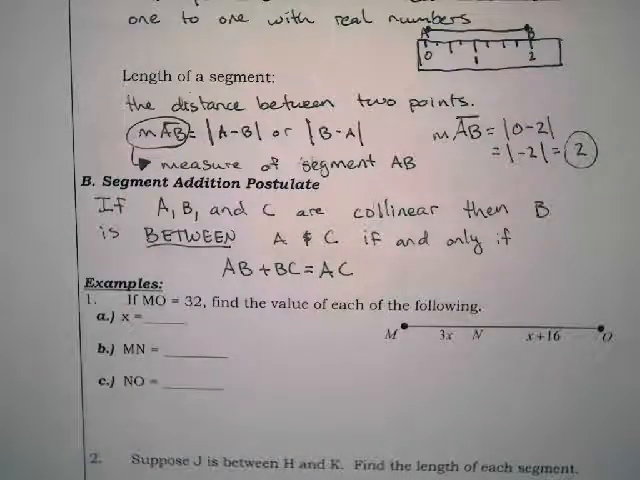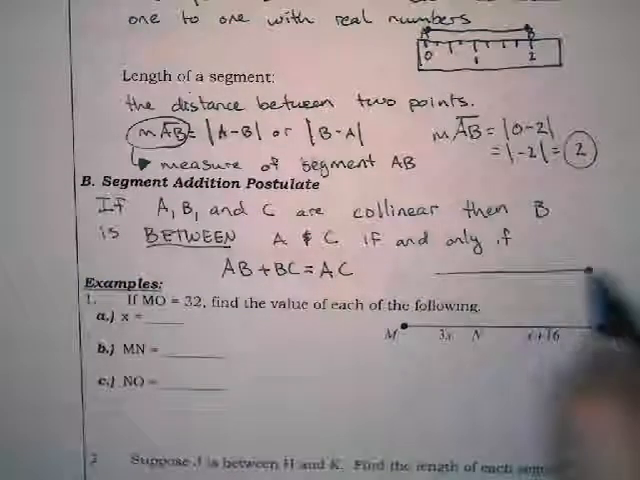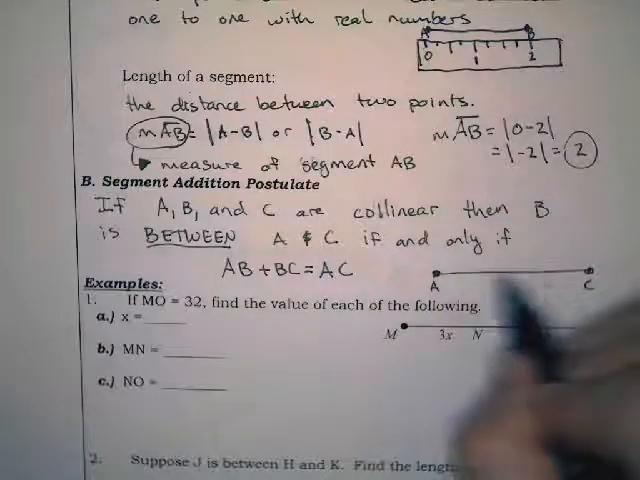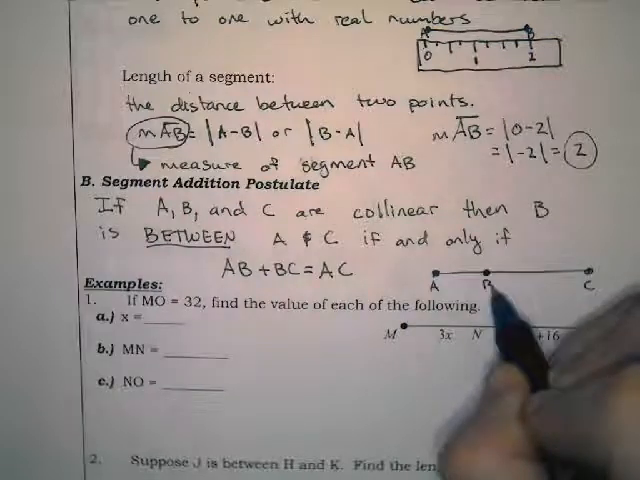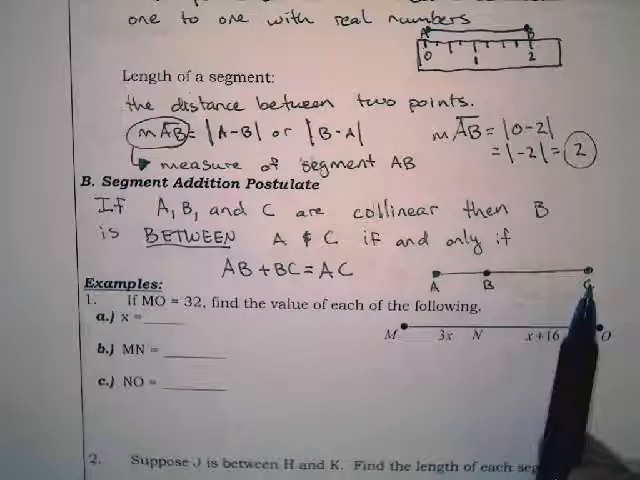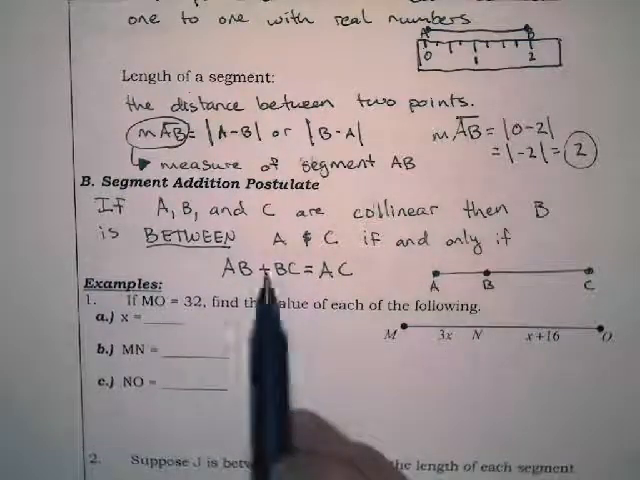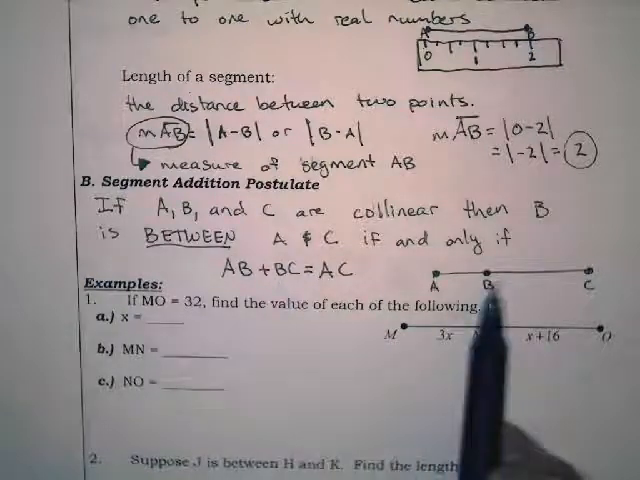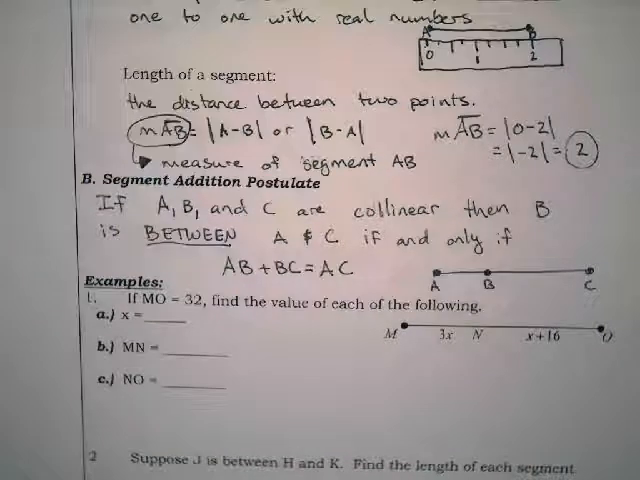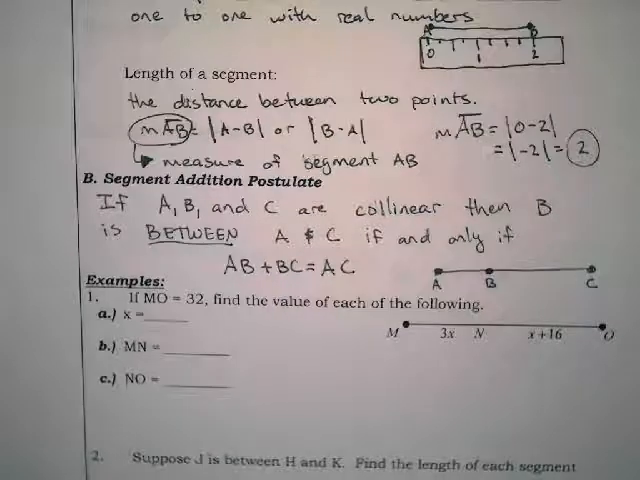So what this is getting at is that if we have a line segment AC, it doesn't matter where I place B in here. It makes sense that if I add AB to BC, then that would equal AC. So AB plus BC is equal to AC. That just makes sense. When you look at the picture, it really just makes sense.